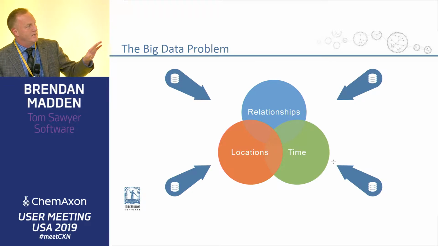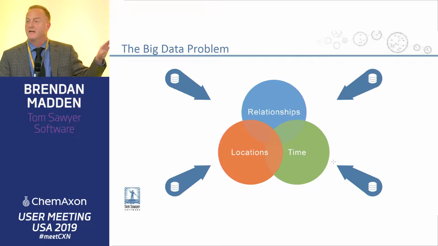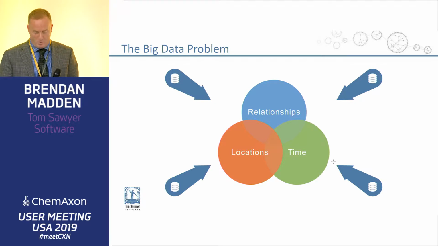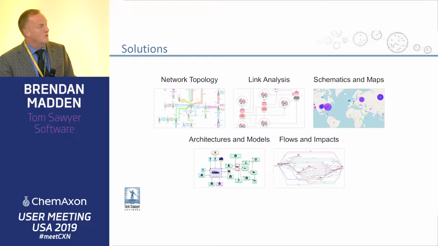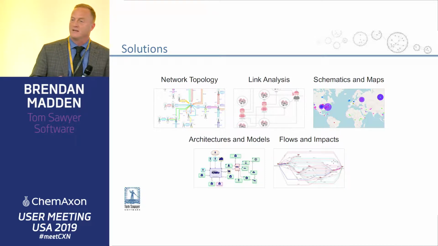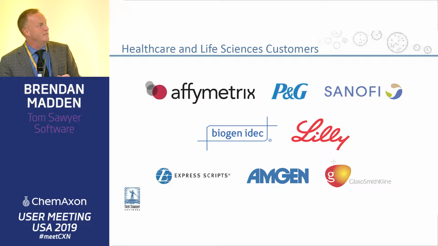We specialize in building complex, data-oriented applications where the data is coming from numerous silos and in numerous different forms. So we work with relationships, entities, and attributes in data. We work with location data, time data, and data in numerous formats. Right now we build applications in network topology, link analysis, schematics and maps, architectures and models, and all sorts of flow, process, and impact analysis data. In life sciences, we've had clients over the years like Affymetrix, P&G, now Sanofi, Express Scripts, Amgen, European Bioinformatics, or Beyond Genomics, clients like that.